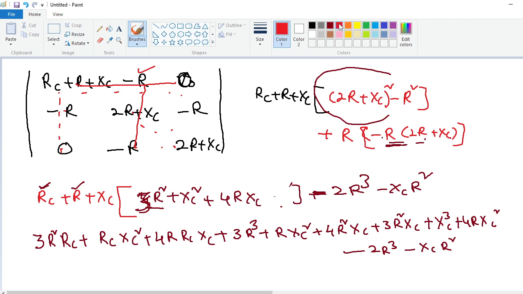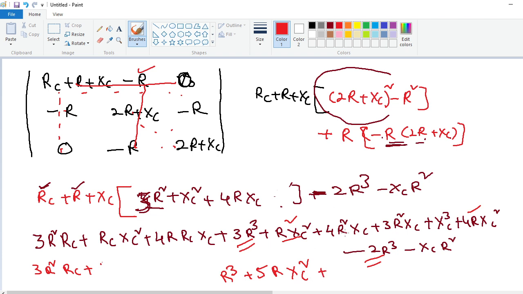So further simplification. Here 3R square RC is there. And RC XC square also there. So RC XC square is also there. And 4R RC XC there. So this is 3R cube minus 2R cube. So that is equal to R cube. Further simplification, R cube. And R XC square. Again, XC square terms. RXC square, 4R XC square. So RXC square and 4R XC square, that is equal to 5R XC square.